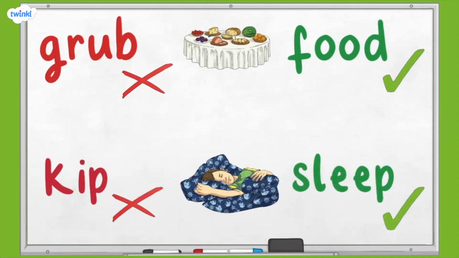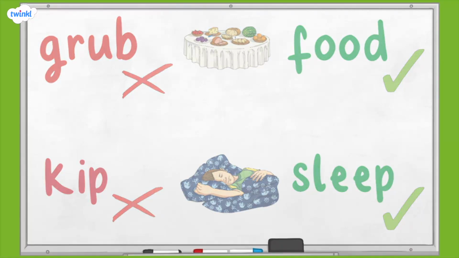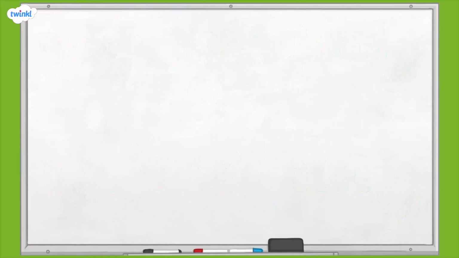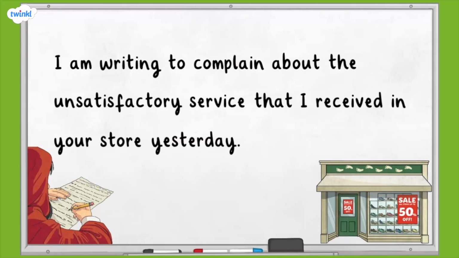As well as avoiding slang, you should try and use vocabulary which sounds more appropriate in formal language. Look at this sentence. I am writing to complain about the unsatisfactory service that I received in your store yesterday. In the example on screen, a more informal way of saying complain could have been moan. The word unsatisfactory has been used as a formal way of saying poor or rubbish.